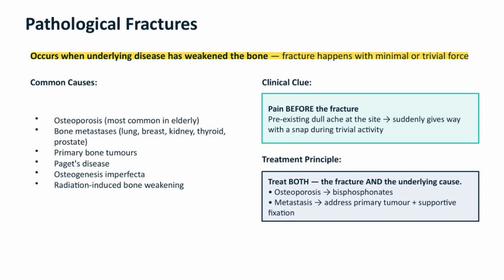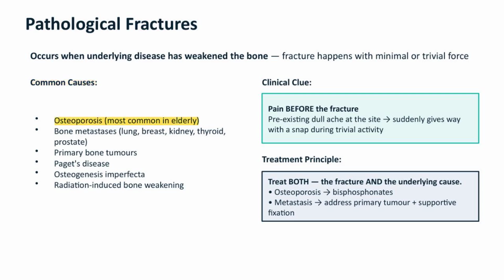A pathological fracture occurs when an underlying disease has weakened the bone, and the fracture occurs with minimal or trivial force. Think of it this way. If a person fractures their femur just by getting out of a chair, the bone itself must have been abnormal. Something took away its structural integrity. Let's look at the common causes of pathological fractures.